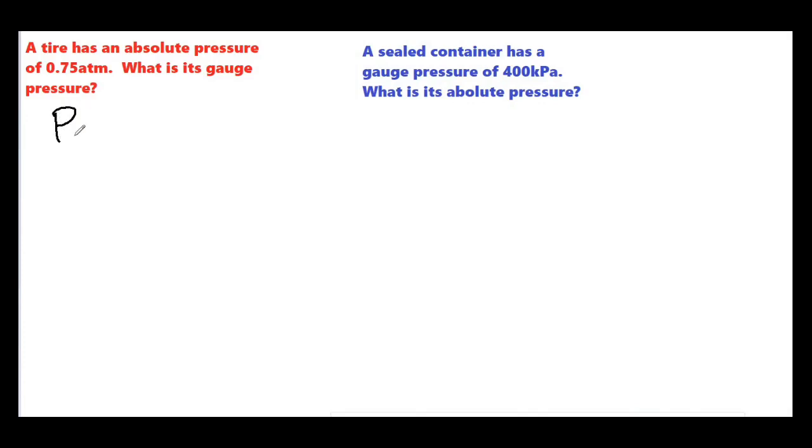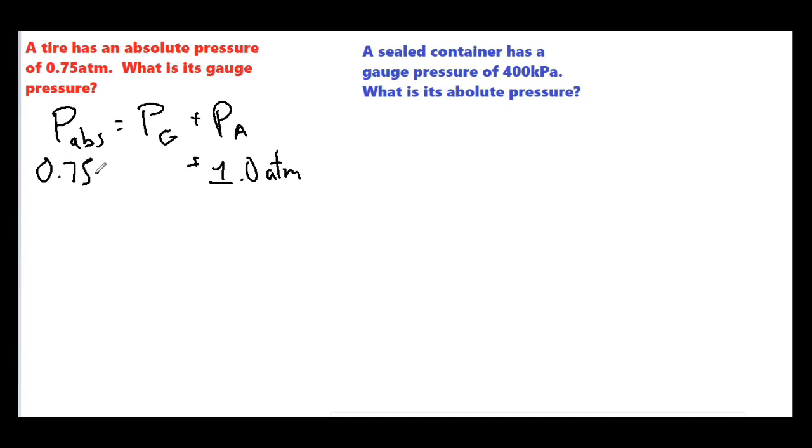So for absolute pressure, it is the sum of our gauge pressure plus the atmospheric pressure. So just the regular amount of pressure provided from the air molecules of the atmosphere itself, which we know is 1.0 atmospheres. And we're looking for the gauge pressure, and we have the absolute pressure of 0.75 atms. So we have an unknown gauge pressure that we're looking for.